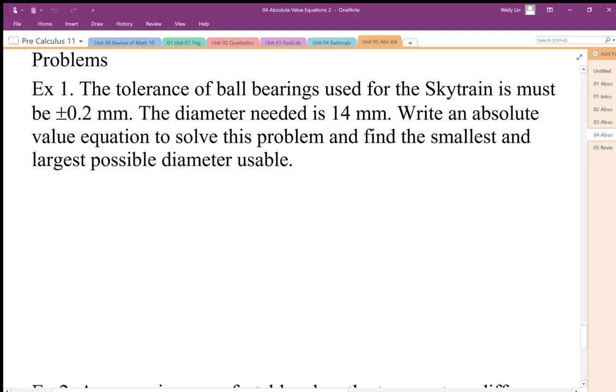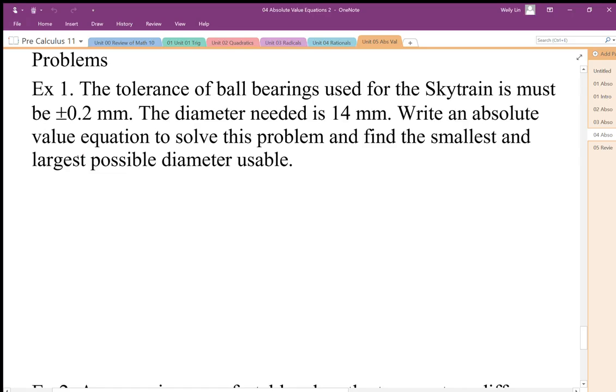So we can set up equations using absolute value in problems such as this. The tolerance of ball bearings used for the SkyTrain must be plus or minus 0.2 millimeters. The diameter needed is going to be 14 millimeters. So 14 millimeters represents the middle, and we have our boundaries outside of that. It's going to look like this.